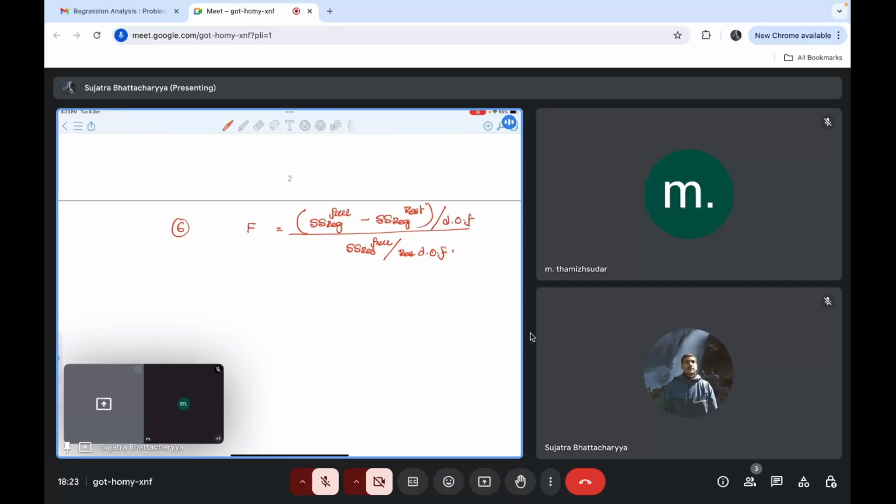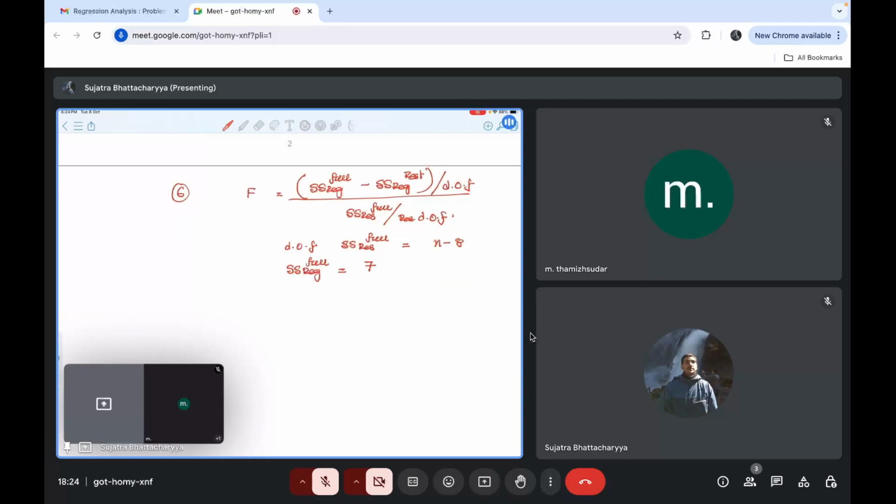All right. So for the full model, we have seen that degrees of freedom for SS residual full model, which is having 8 parameters, we have already seen this is n minus 8 because 8 parameters is there. Great. So this is done. Next is SS regression of the full model. This is also we have seen. How many degrees of freedom of the? It is, I think 7, right? Let me check. Yes, it is 7 degrees of freedom. All right, this is done.